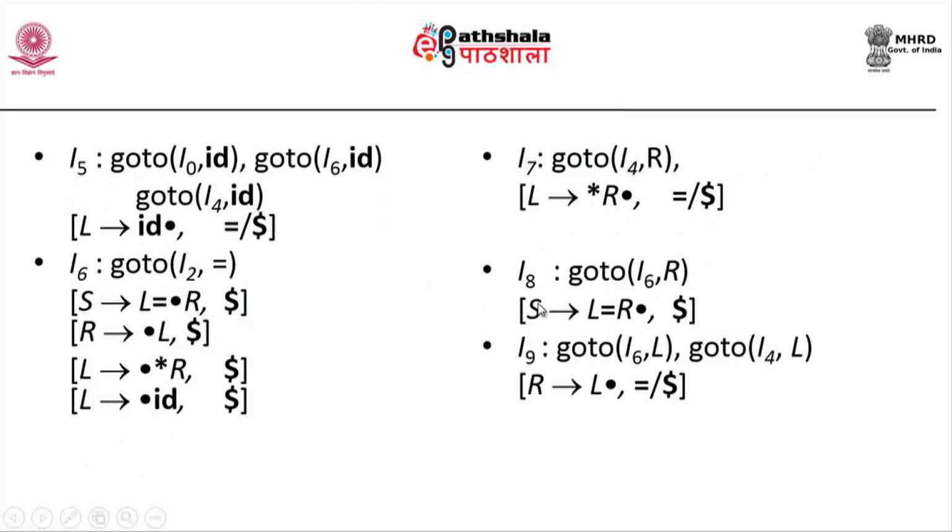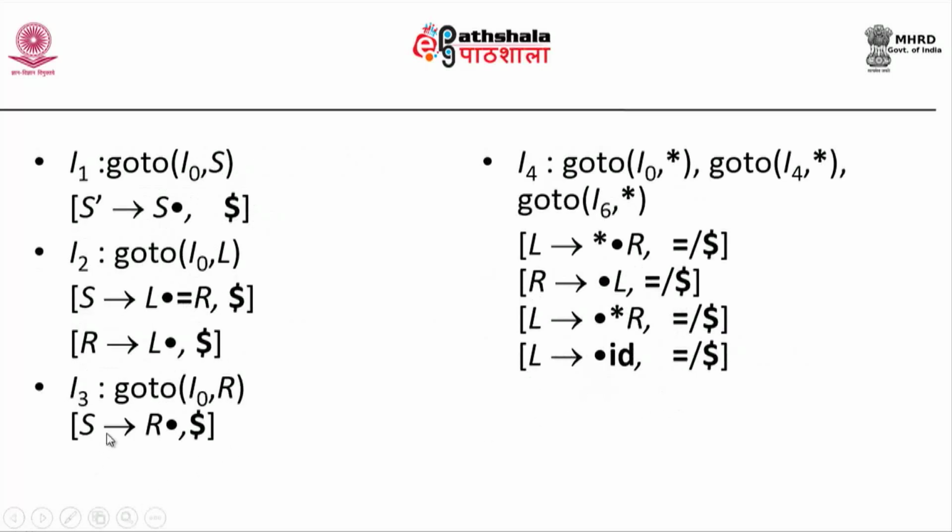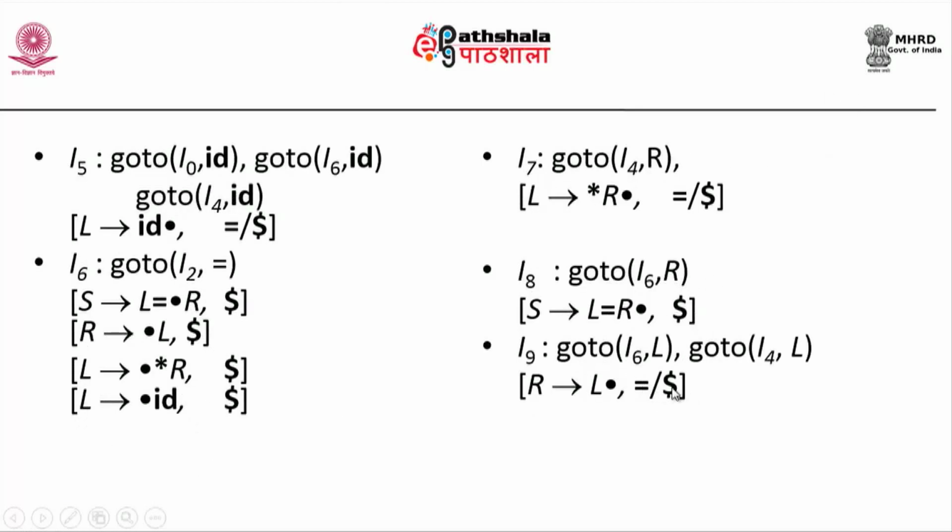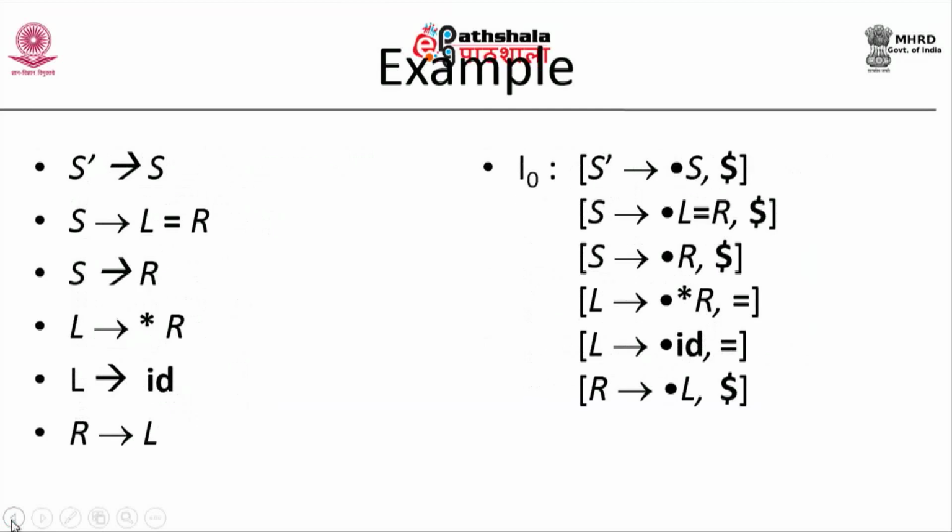Here I have L produces L equal to R dot comma dollar. Here I have R produces L dot comma equal to slash dollar. So here we already have R produces L dot, R produces L dot comma equal to slash dollar. So this is what I have here. So where I had 14 items, now I am having only 10 items. As against 14 items, I am going to have only 10 items here because it is going to be combining the items into a single one.